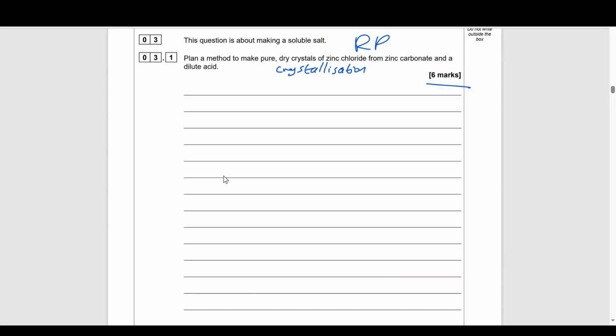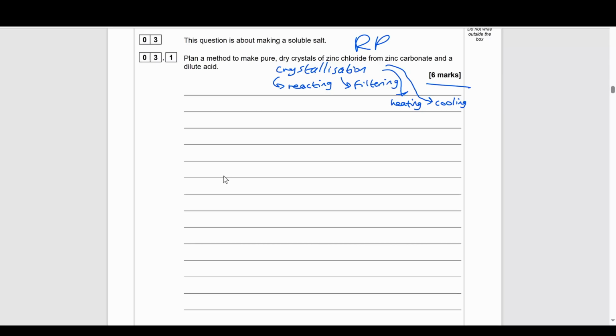So what does crystallization involve? Well, crystallization involves first reacting, then filtering, then heating, and then cooling. So we have to describe all of these steps in order, in detail, to aim to get 6 marks.